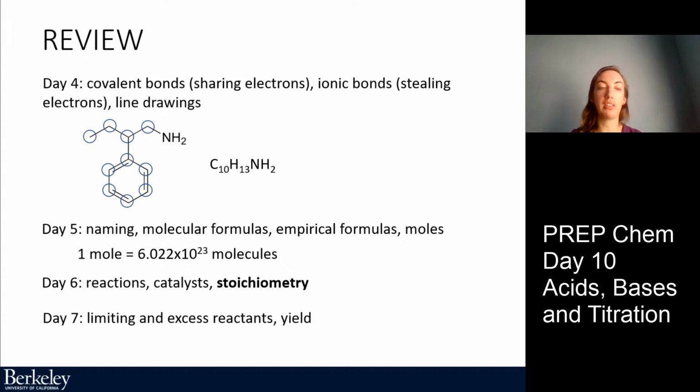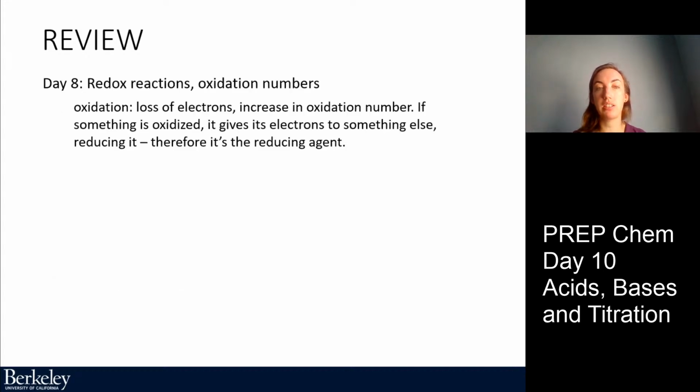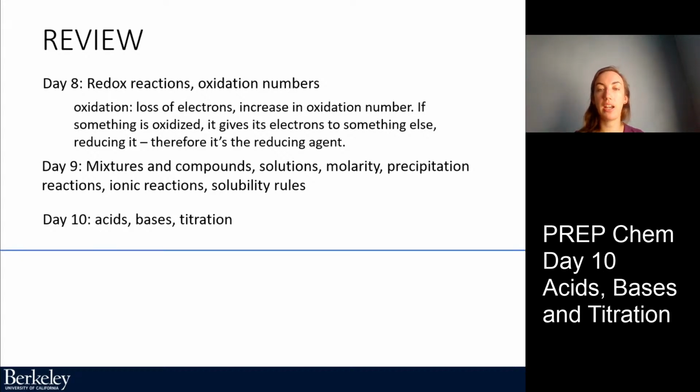And then day 7, we talked about limiting and excess reactants and yield. Day 8, we talked about redox reactions and oxidation numbers. Just as a reminder, oxidation is loss of electrons or an increase in oxidation number. If something is oxidized, it's giving up its electrons to something else, and therefore it's the reducing agent. Day 9, yesterday, we talked about mixtures and compounds, solutions, molarity, precipitation, all of that. And today we talked about acids, bases, and titration. So that is kind of the end of the things that we think they will expect you to have seen before and be familiar with.